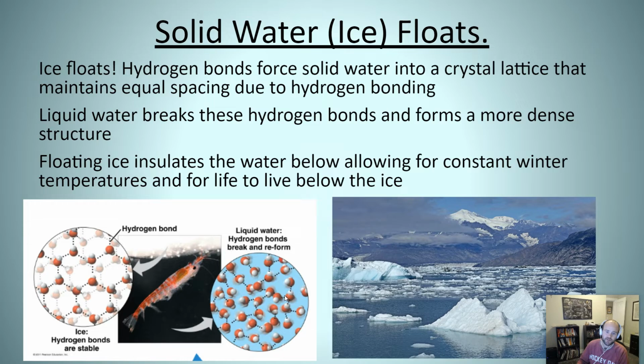However, because of those hydrogen bonds forcing solid water into that crystal lattice structure that you can see here, and it creates this even spacing all throughout the structure, it's going to actually be less dense than liquid water, which, because it has a little more energy, can break those hydrogen bonds and becomes a little bit more dense as those molecules are sliding against one another. So floating ice is so important because it's going to insulate the water below it instead of all of the water freezing. And this is going to allow for constant winter temperatures under the ice and allow for life to thrive. If ice sank, it would just continue to freeze all the way to the top.